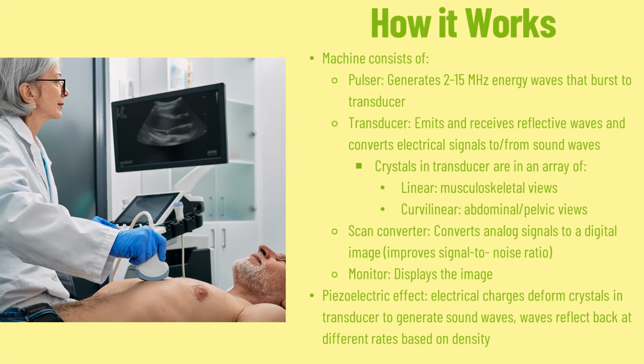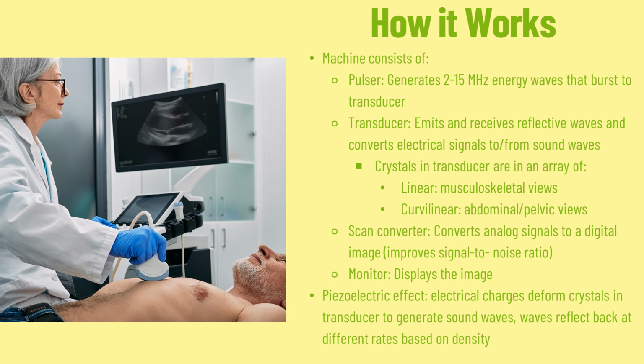So like I said, ultrasound emits sound waves into the tissues, which then vibrates the tissue and sends a signal back to the transducer of the ultrasound machine. That transducer then moves that signal from analog to digital to create those images that we see cross-sectionally. The ultrasound machine consists of a pulsar, a transducer, a scan converter, and a monitor. Let's talk about each of these components.